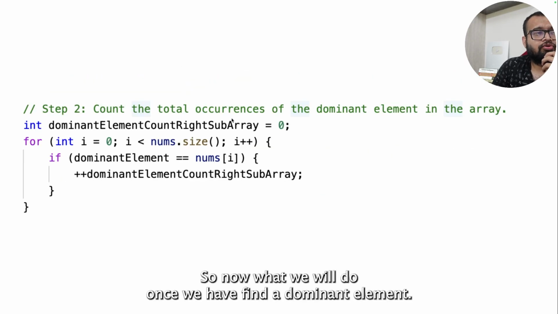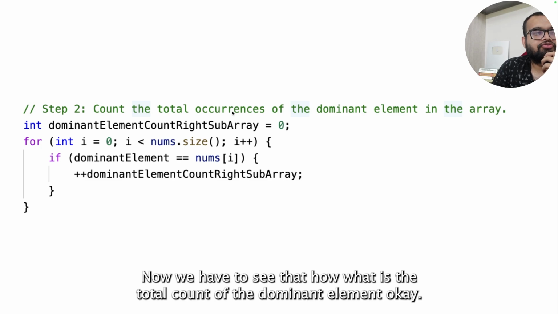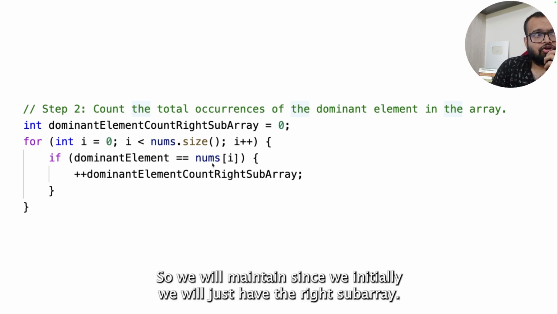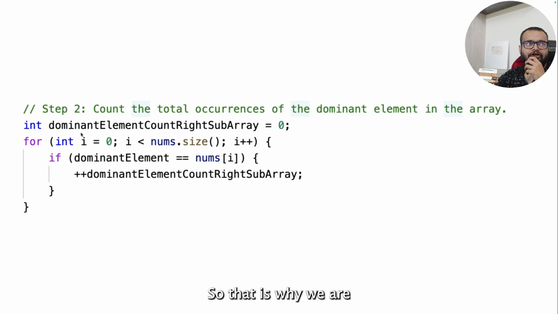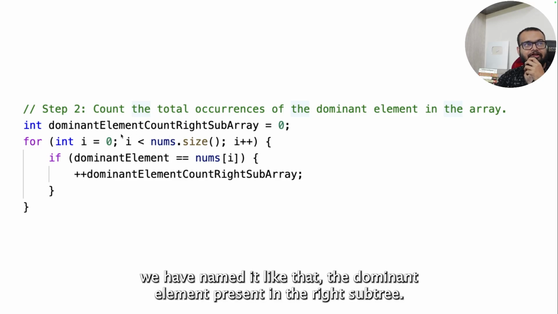So now what we will do, once we have found the dominant element, is see the total count of that dominant element. Okay, so initially we will just have the right subarray, and there will be no left subarray. So that's why we have named it like that, the dominant element present in the right subarray.